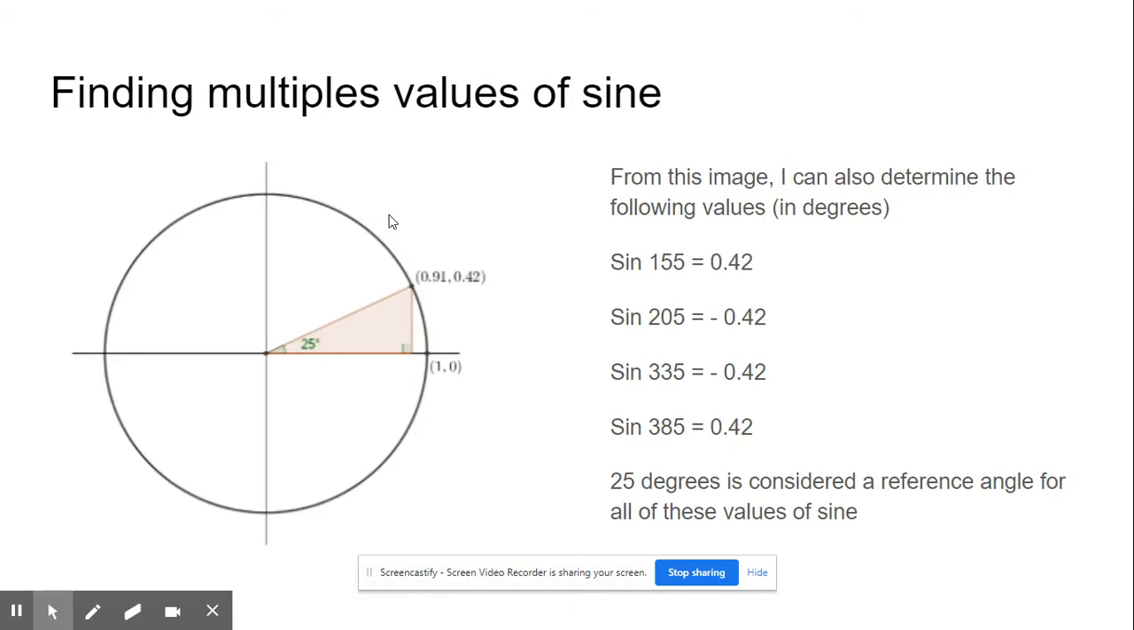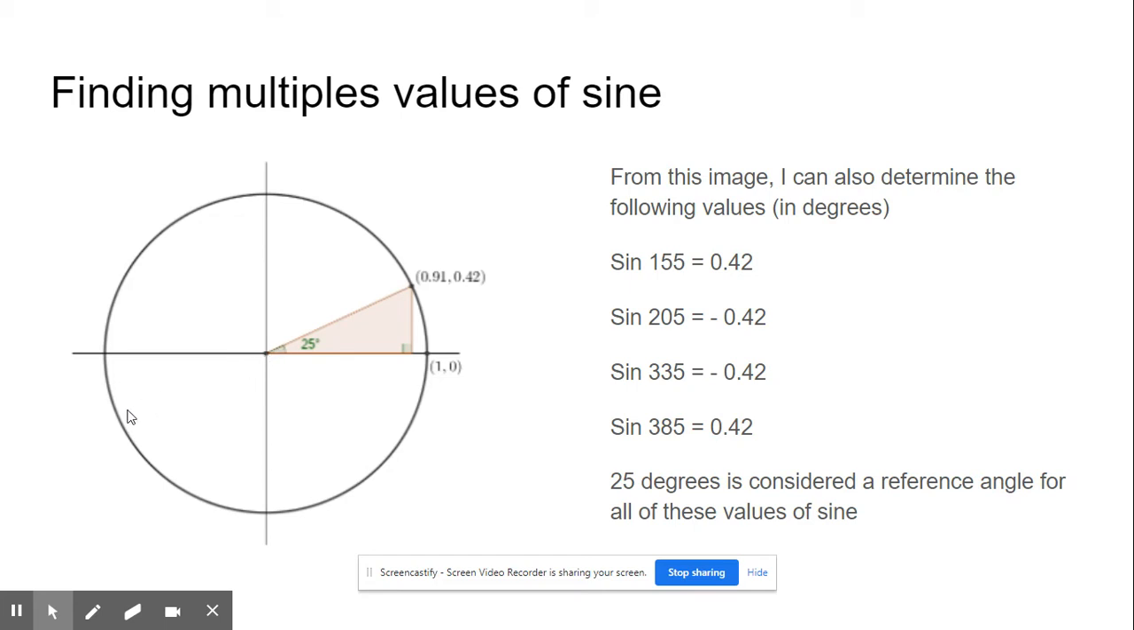Now we're going to look at finding multiple values of sine. So here is an image using the unit circle, and we can look at here that the sine of 25 is 0.42. We know that because sine is opposite over hypotenuse, and the hypotenuse is 1, and so the sine of 25 is 0.42. If we were to have a triangle over here, we would know that the sine of 155, the angle starting here and going all the way over, would also be 0.42.